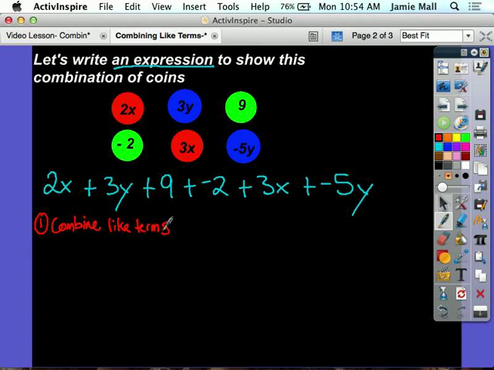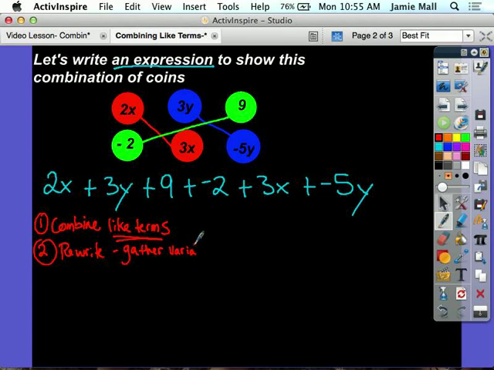So let's look up at our coins to see if we can identify like terms. I see that my X coins are like terms. I see that my Y coins are like terms. And I see that my number coins are like terms. When I combine like terms, what I want to do first is rewrite the problem in a way that's a little more organized. So let's start by gathering all of our variables that are alike together so that we can start to simplify the problem.